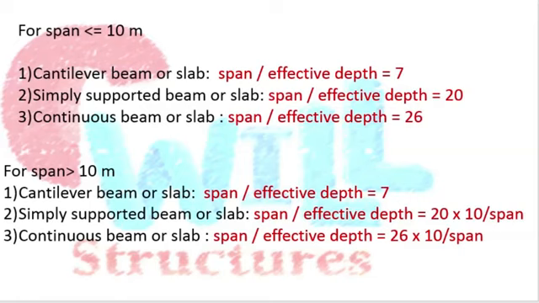For a simply supported beam or slab, the span by effective depth ratio will be 20 multiplied by 10 divided by the span of the element. In the third condition, for a continuous beam or slab, the span by effective depth ratio is 26 multiplied by 10 divided by span.